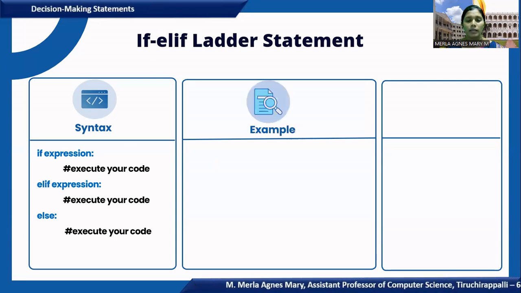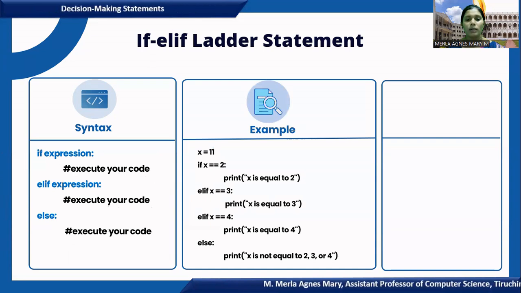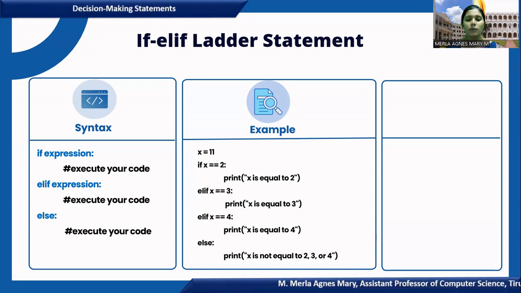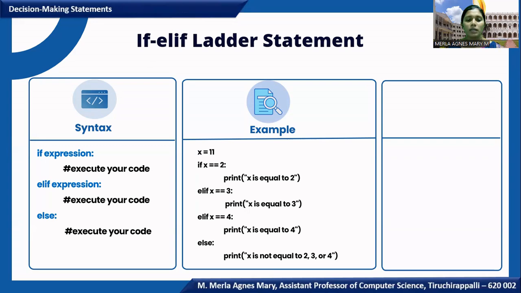Let's see an example. Here, first we initialize x is equal to 2, and we give three conditions. The first condition is x equal to 2, and the second condition, inside the elif, is x is equal to 3, and then the elif x is equal to 4. If these three conditions are false, it moves on to the else part, and the statement inside the else part will be printed. So based on the example, first we initialize x is equal to 11.